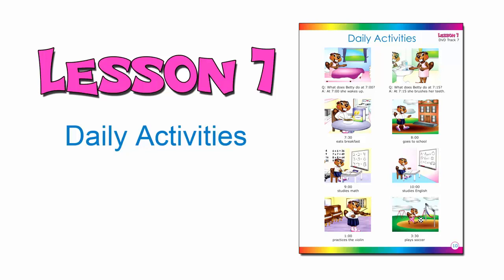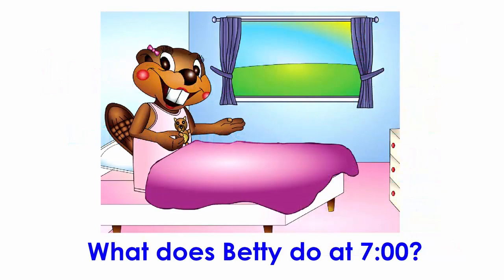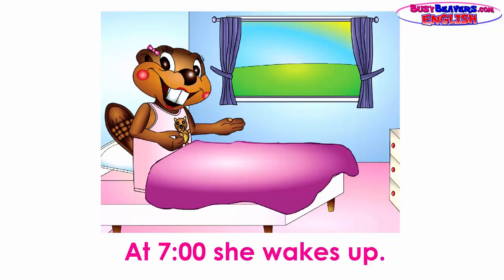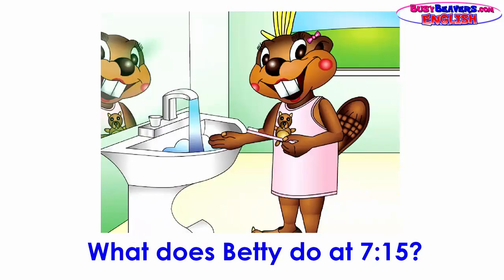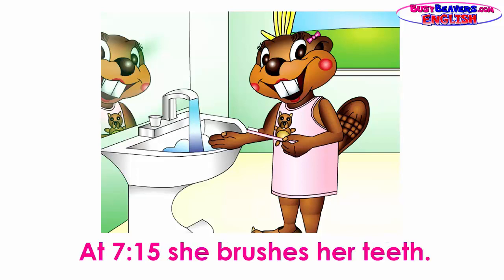Lesson 7. Daily Activities. What does Betty do at 7 o'clock? At 7 o'clock, she wakes up. What does Betty do at 7:15? At 7:15, she brushes her teeth.